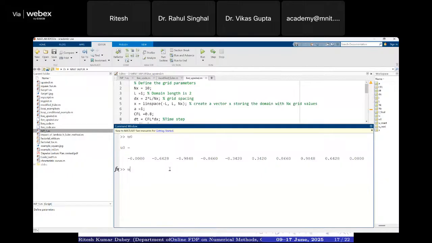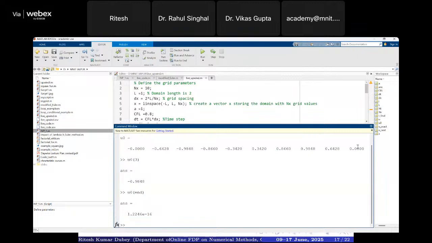Now let us look at what value we get if I put u0 at 3. We get this value: u0 at index 1, index 2, index 3. But if I put u0 at end, what will happen? I'm getting this value, showing approximately 10 to the power minus 16. So basically for any vector, when we are indexing with the end keyword, it points to the last element of the vector or array.